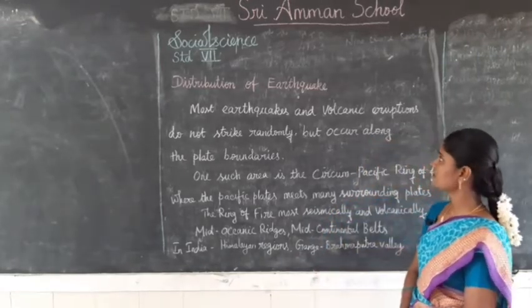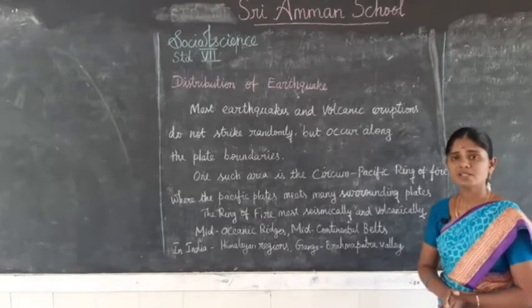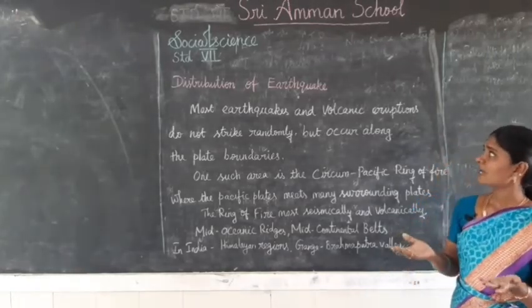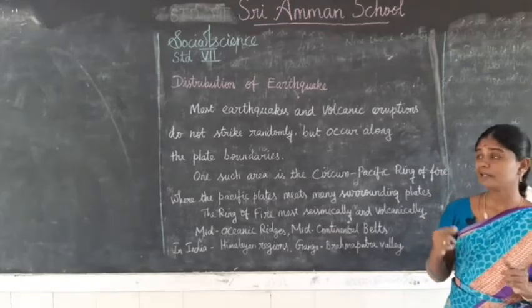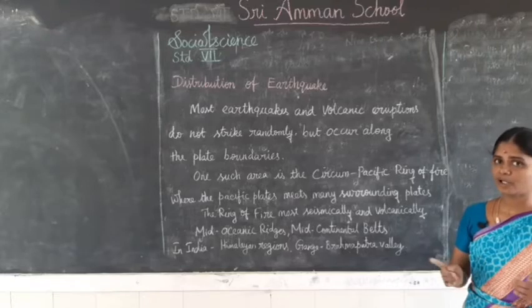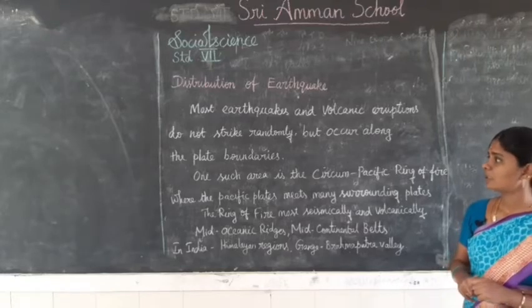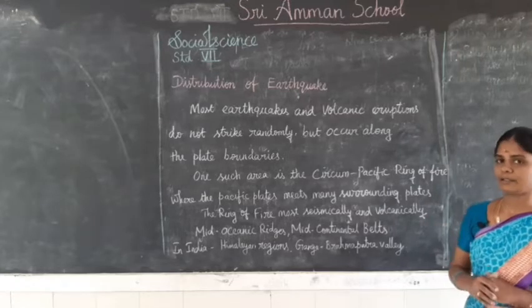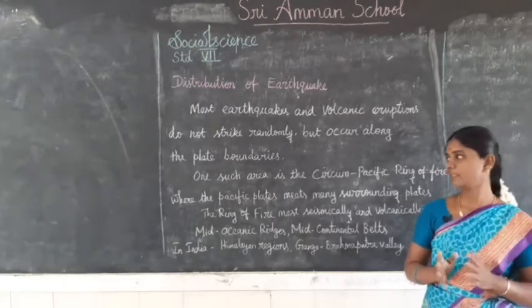Most earthquakes and volcanic eruptions do not strike randomly, but occur along the plate boundaries. One such area is the Pacific Ring of Fire.